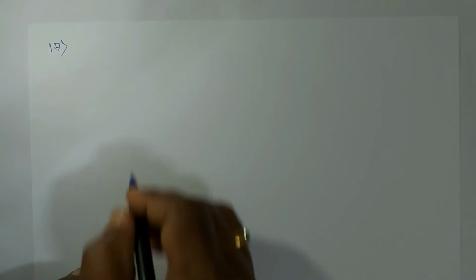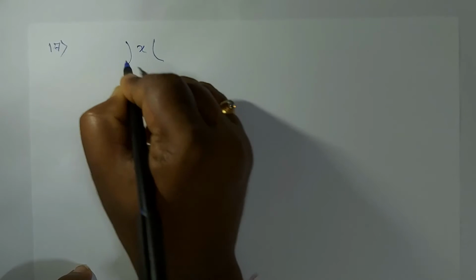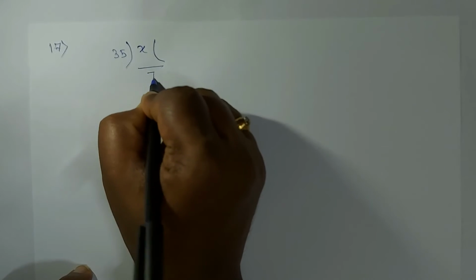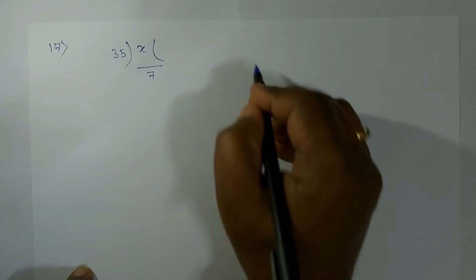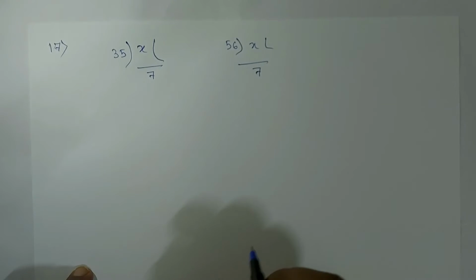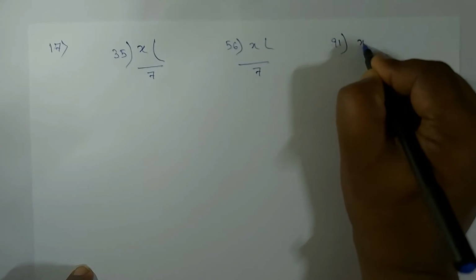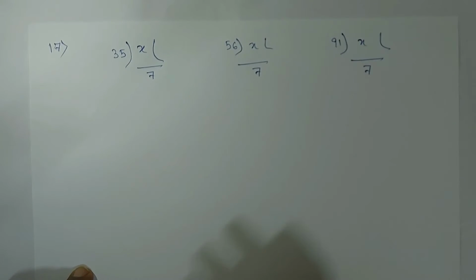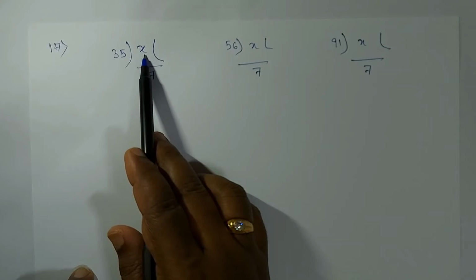Now question number 17. Find the least number which when divided by 35, 56 and 91 leaves the same remainder 7 in each case. So let the number be x. When divided by 35 it leaves the remainder 7, when divided by 56 it also gives the remainder 7, and when divided by 91 it also gives the remainder 7. This is the math. Now we need to find the value of x.